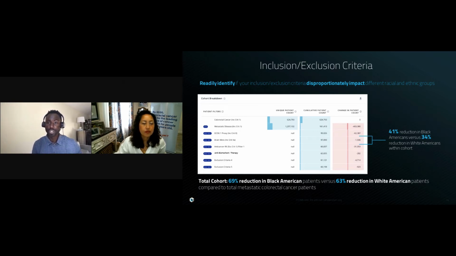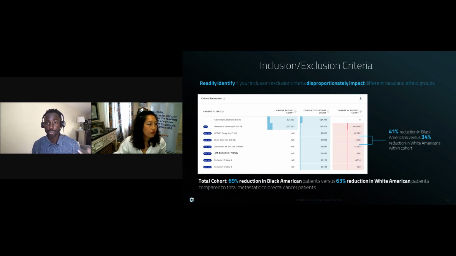And the last point here too is we actually sequentially looked at each inclusion-exclusion criteria. We determined that, at least for the way this cohort was designed, there was definitely one criteria that really drove a lot of that differentiation, and it was related to the brain mets criteria, where we saw the most disparity between the African American Black population versus the white American population within that specific cohort.